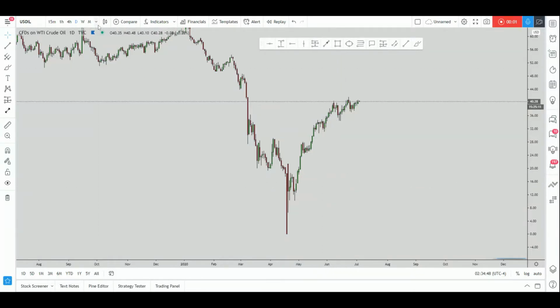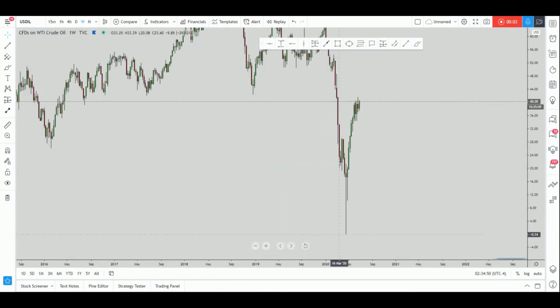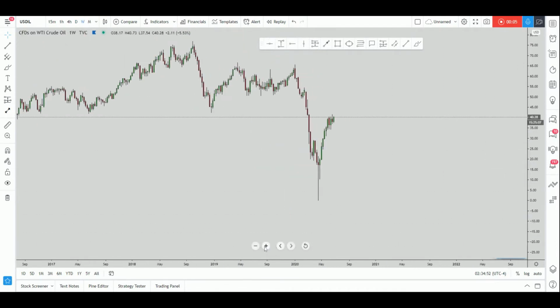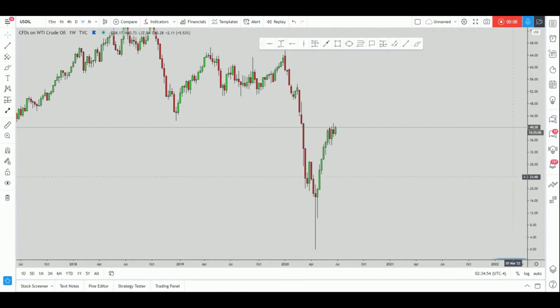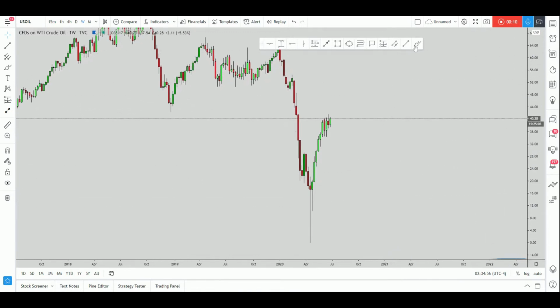Okay, so what kind of situation do we currently have on US oil? Now, let's start our analysis from the weekly time frame. On the weekly, we can see that the market has created this W formation and is currently doing exactly what we wanted it to do: creating a deceleration from this extremely strong move to the upside. So, a distribution phase before a retracement.